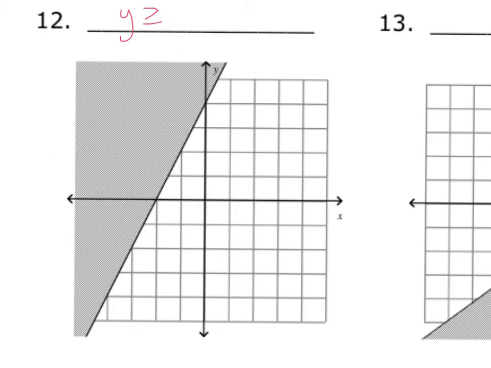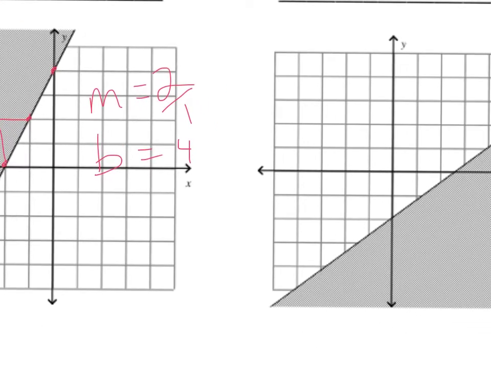And now we need to find the slope and the y-intercept. For the slope, we're going to find two good points. Here's one, and here's another. I see that it's going up 2 units and over 1. So m equals 2, or 2 over 1, same thing. And b, well, there's the y-intercept. The b is located at 4. So I'd write this as y is greater than or equal to 2x plus 4.